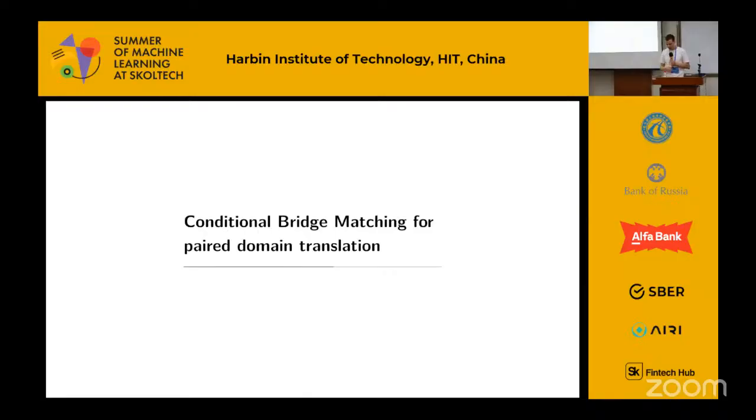Okay, let's now talk about conditional bridge matching. So basically, let's talk about this problem: when you train bridge matching on some coupling, this coupling is basically altered and it changes, which may be problematic in some domain transfer problems. Because you do not want your cat to transform into some dog, for example, right?